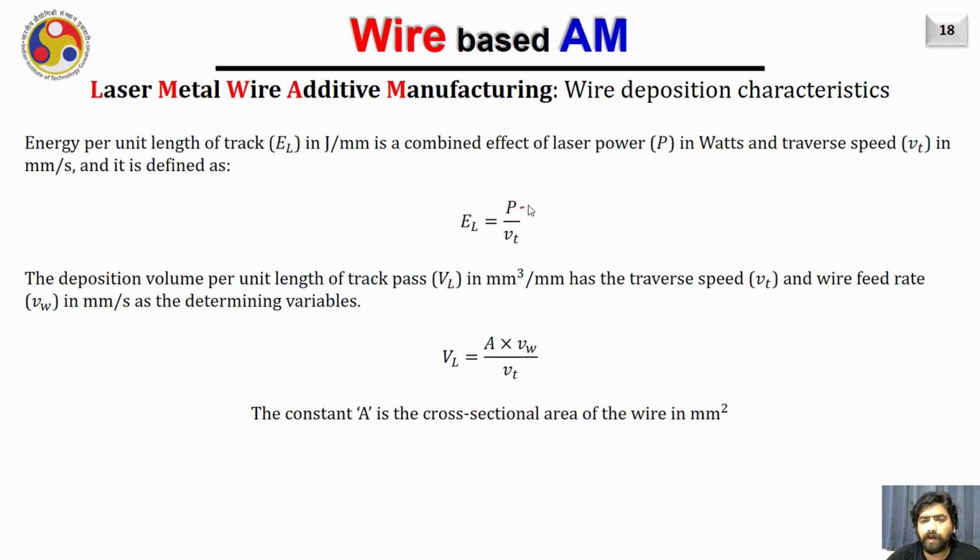As you know, power is in watts, which is often written as joule per second, and the velocity of the laser head is typically given in mm per second. As a result, this parameter which we are defining here, energy per unit length of track, EL, has the unit joule per mm.